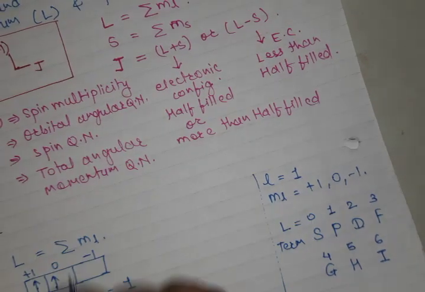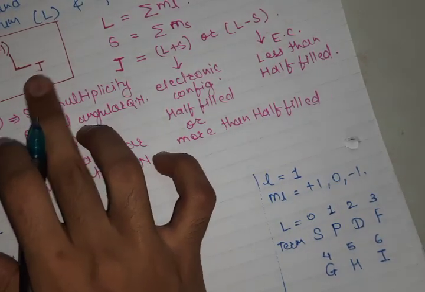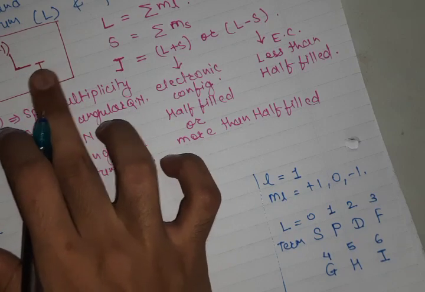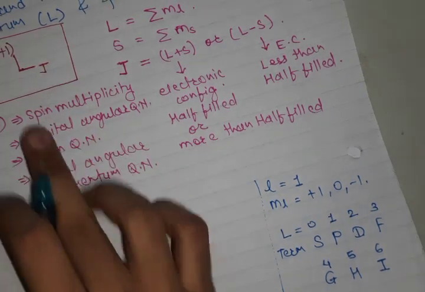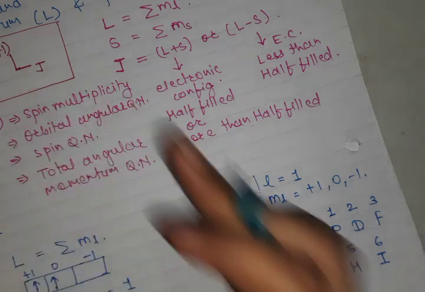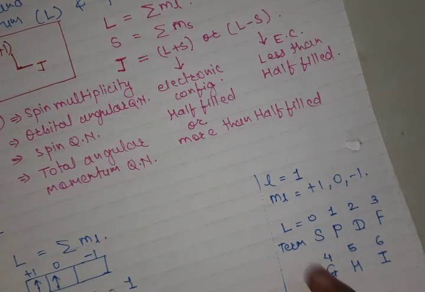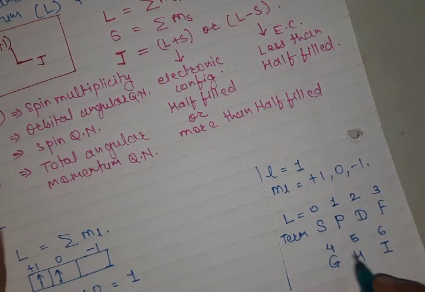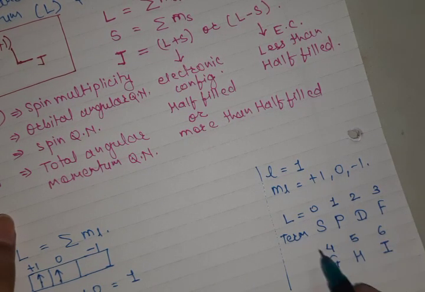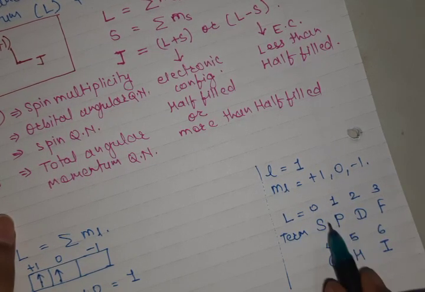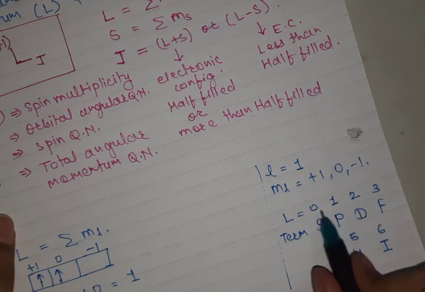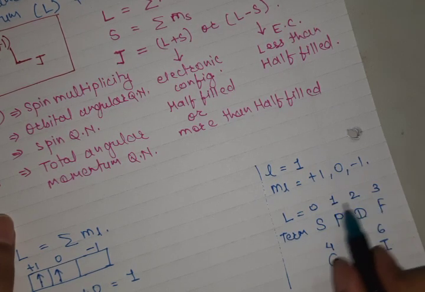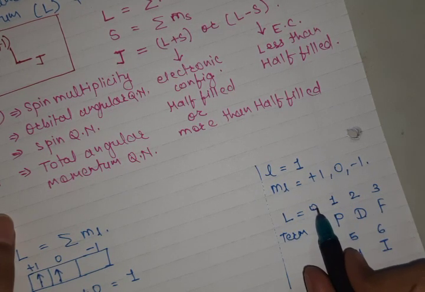except the J term, because we have already used J in the term symbol notation. So avoid J in the sequence of L values and their terms. This is sufficient to remember to solve the questions: S, P, D, F, G, H, I. It starts from 0. Always remember it starts from 0. Don't forget this sequence, because the L value always starts from 0.